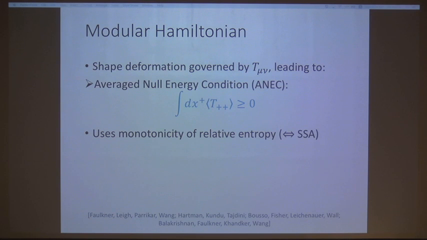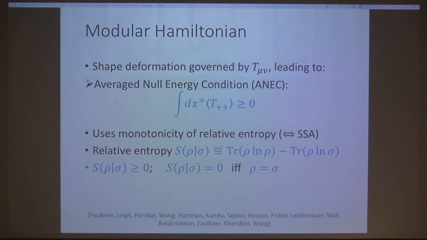I didn't define relative entropy, so let me do it now. The relative entropy is a quantity that you can define on two states, rho and sigma. It's defined simply as trace of rho log rho minus trace of rho log sigma. Another way of understanding this is that it's the difference between the expectation value of the modular Hamiltonian of sigma in the rho state minus the von Neumann entropy of the rho state. So it's basically an energy minus the entropy in some appropriate sense.